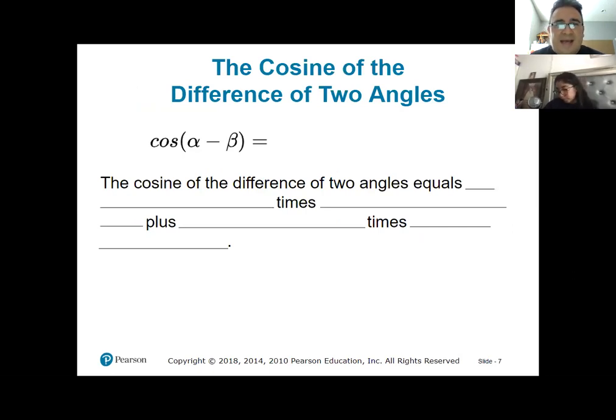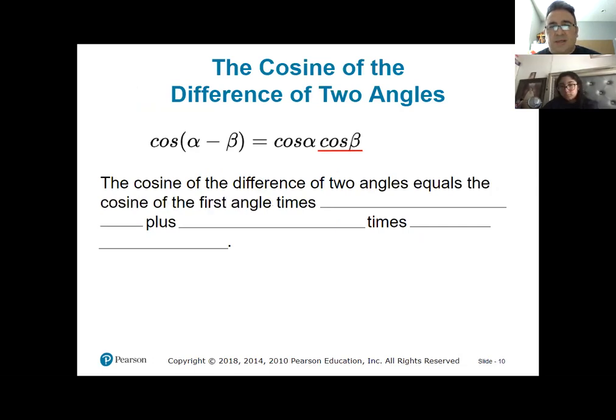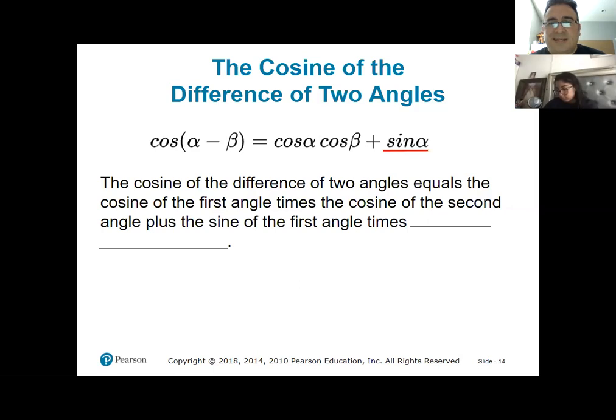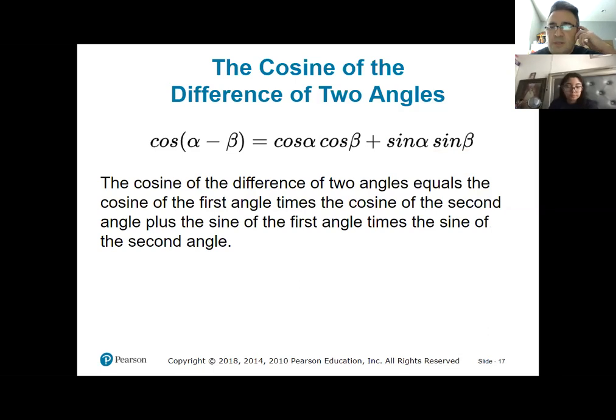Cosine of alpha minus beta. The cosine of the difference of two angles equals what? Well, it's the cosine of alpha, in other words, your first angle, times the cosine of beta, which is your second angle, plus the sine of your first angle times the sine of your second angle. So you might just want to write down the formula. You may not want to write it in words, but that's what it means. And we're going to do a few examples on how you do that.